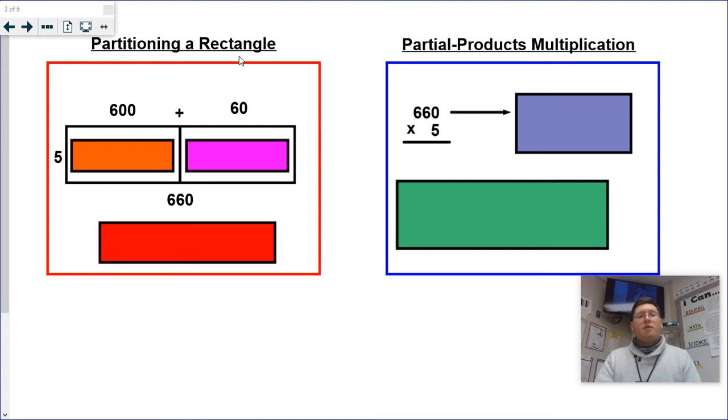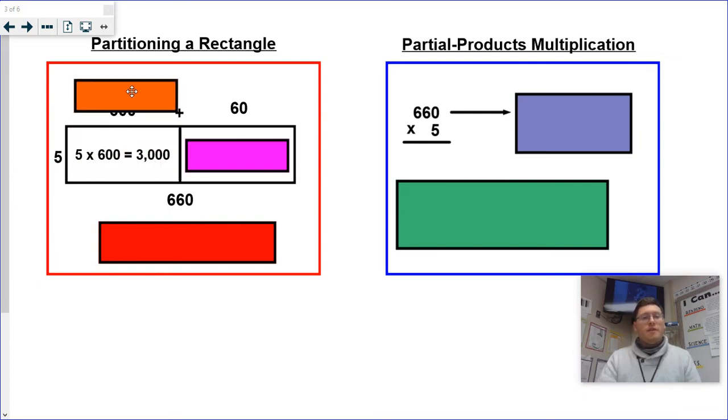In partitioning a rectangle, we break apart our rectangle into 5 and 660. I'm going to take 660, since it is my bigger number, and break it apart into easier manageable numbers. So I found the expanded form of 660 and wrote it up here. Now I have to multiply 5 times 600 in this spot, which equals 3,000.